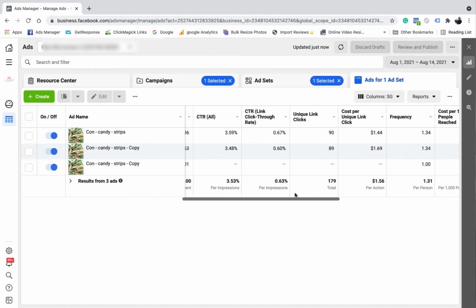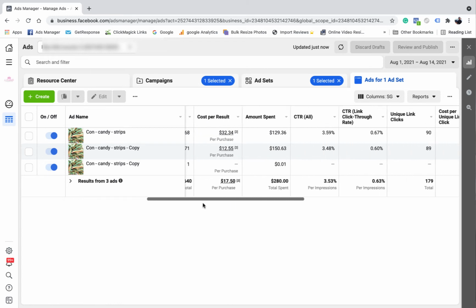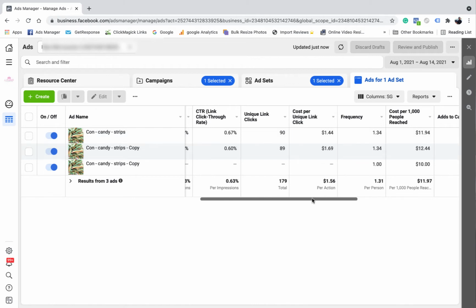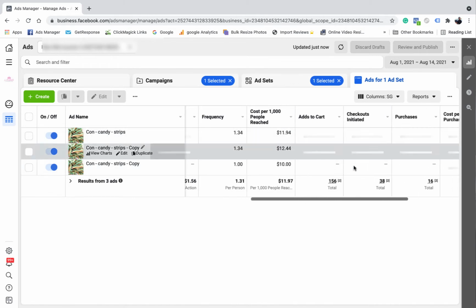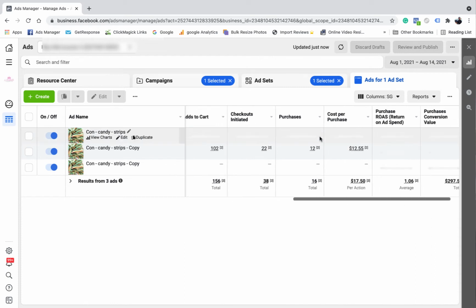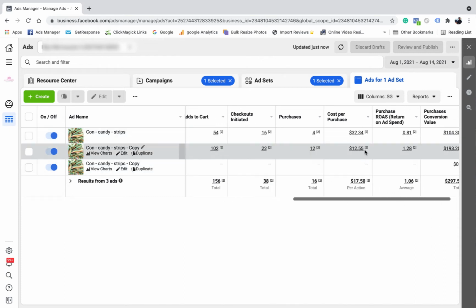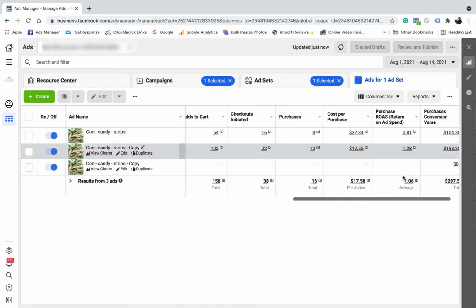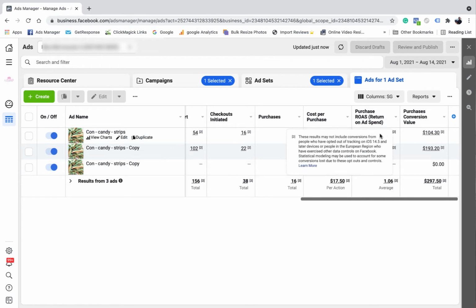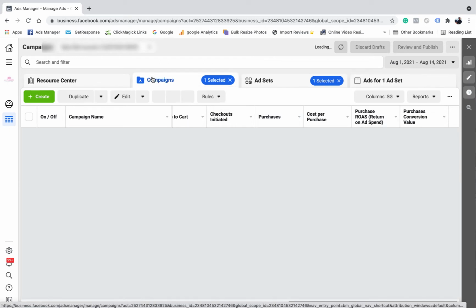Obviously, when I realized they were responding better to this product, I made a campaign just for this product. Got clicks down to $1.40. We've got a lot more add to carts, a lot more initiate checkouts. Obviously the purchases are down to $12, so really, really good. Return on ad spend is 1.28, which I'll get to in another video. So obviously that went very good.